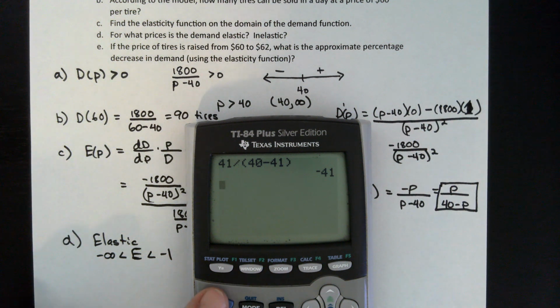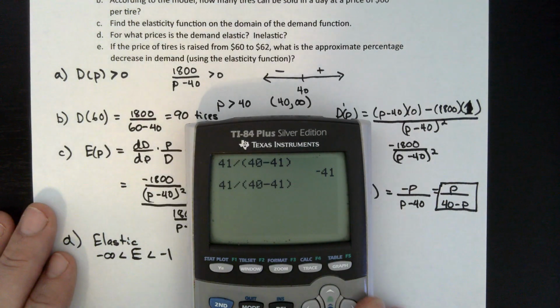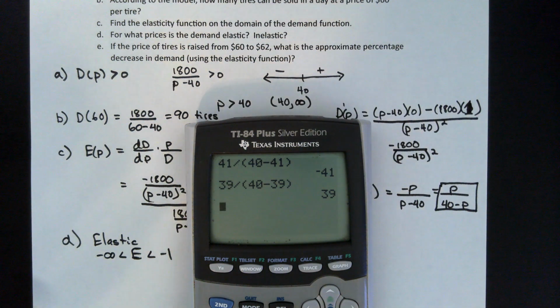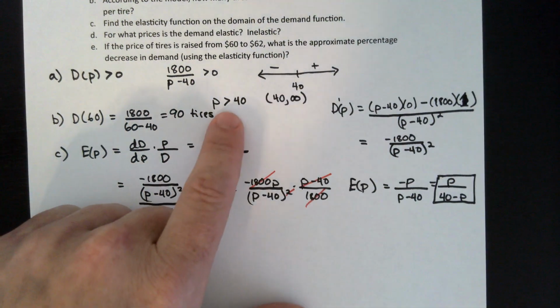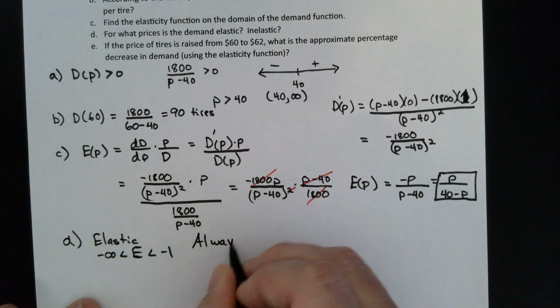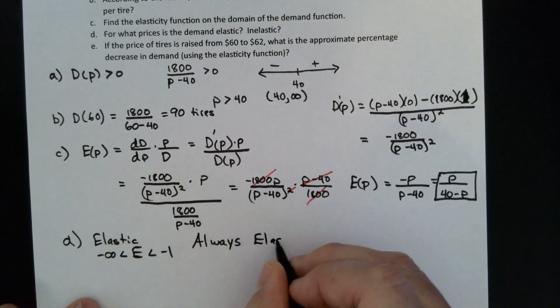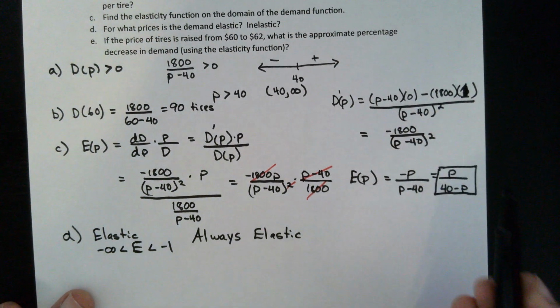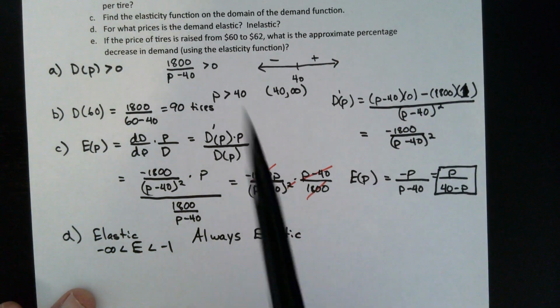Okay, but if we went less than 40, we would get a positive value. If we did, let's say, 39 and 40 minus 39, then we would get a positive value, and that would be non-elastic. But we've got this restriction that p has to be bigger than 40, so this is always going to be elastic, because the value is always going to be between negative infinity and negative 1 with our p restriction.